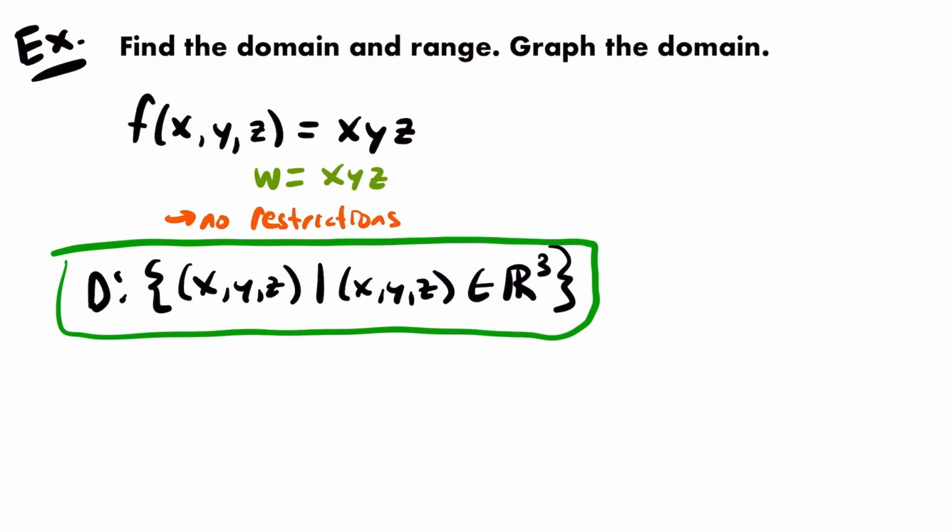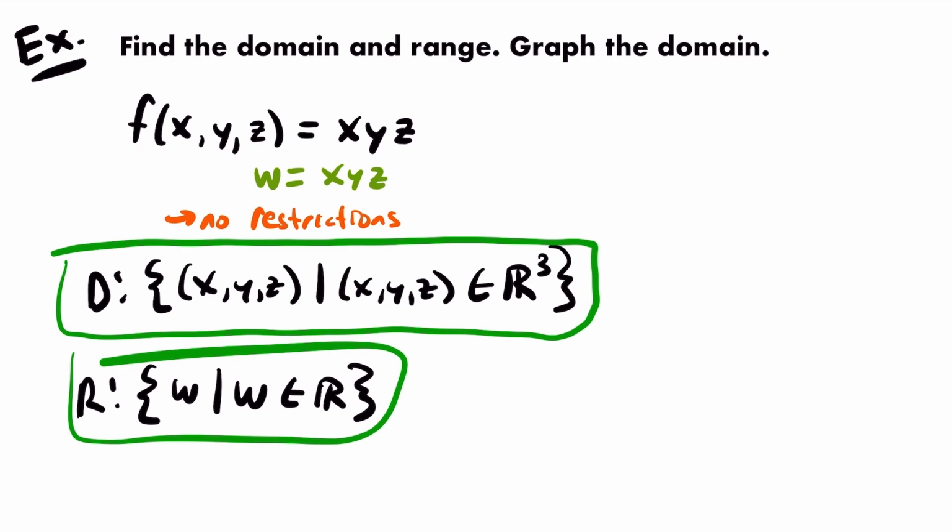And just like how there's no restrictions on the domain, there's also going to be no restrictions on the range either. Okay? We can get both positive and negative values from this, as well as 0. If all 3 of these were squared, if we had x squared, y squared, and z squared, then we would have to exclude all the negative output values, but that's not the case here. We can get negative values, so the range would also be all real numbers. So the range here is all values of w such that w belongs to the real numbers. Okay, so that's the range.